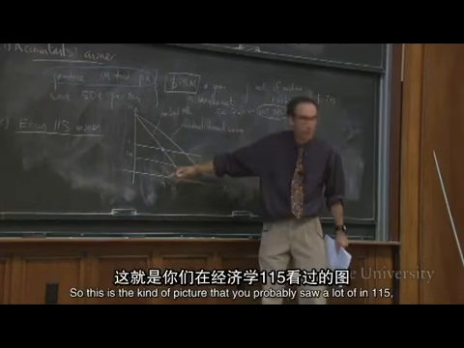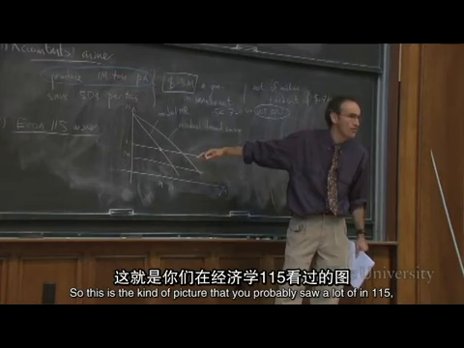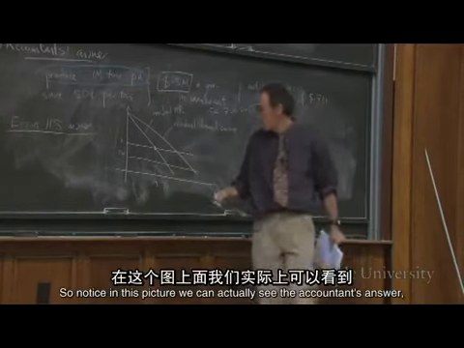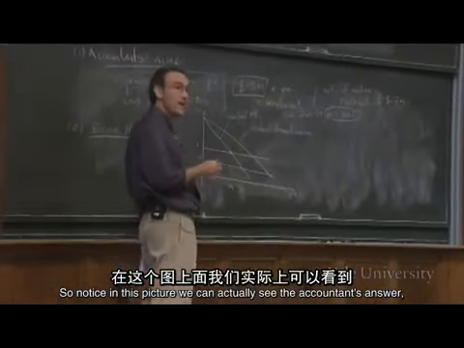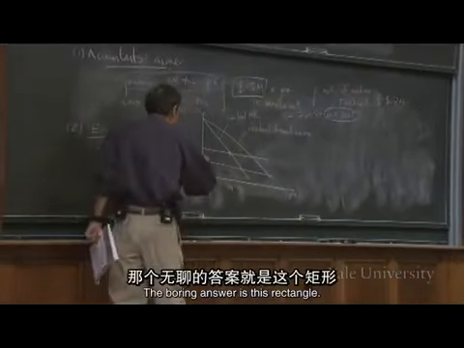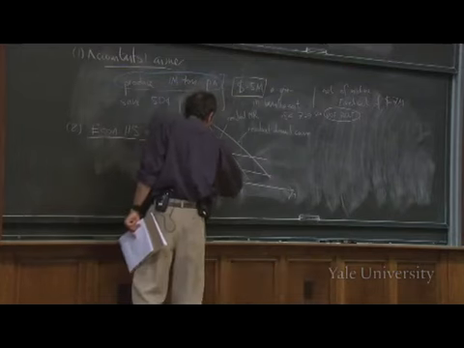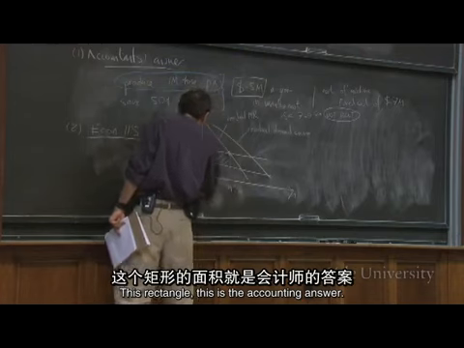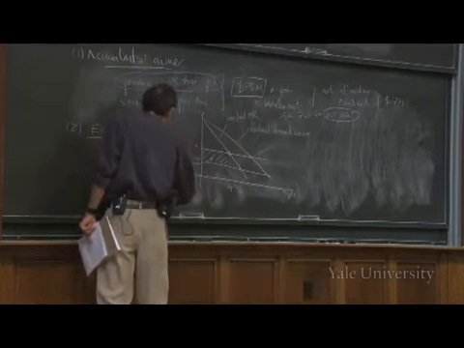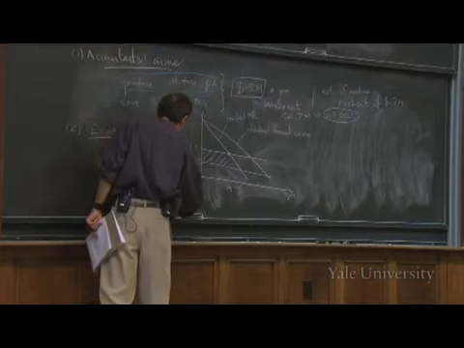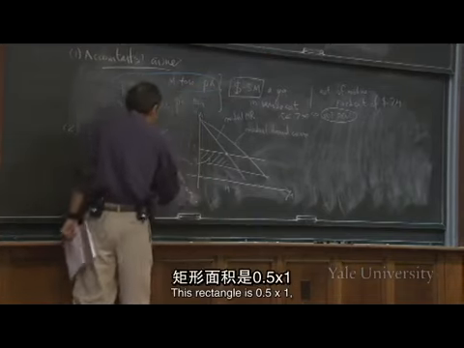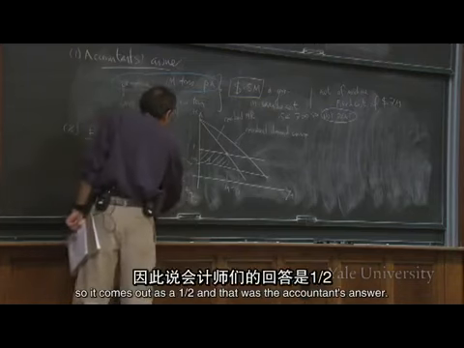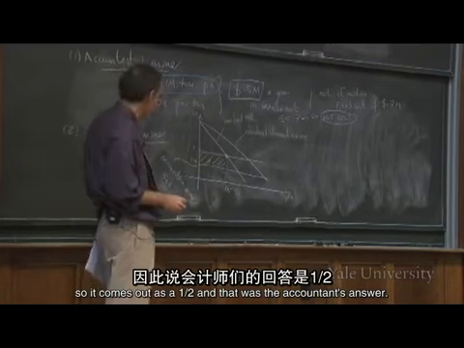So this is the kind of picture that you probably saw a lot of in 115, or in 150 for that matter. Notice in this picture, we can actually see the accountant's answer, the boring answer. The boring answer is this rectangle. This is the accounting answer. This rectangle is 0.5 times 1, so it comes out as a half. And that was the accountant's answer.